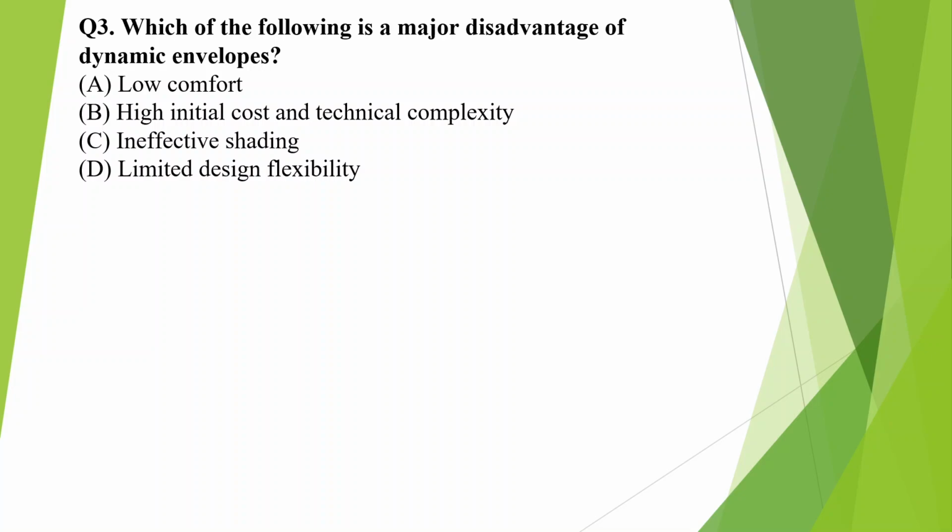Dynamic envelope systems include several moving parts and several sensors that will be detecting the outdoor environment, and multiple mechanisms will also be there. Overall, they will be leading to higher initial cost, maintenance cost, and technical challenges as well. That is mentioned in option B. That's why option B is the correct answer, and all of you have answered it correctly. Good. So let's move to the fourth question, guys.